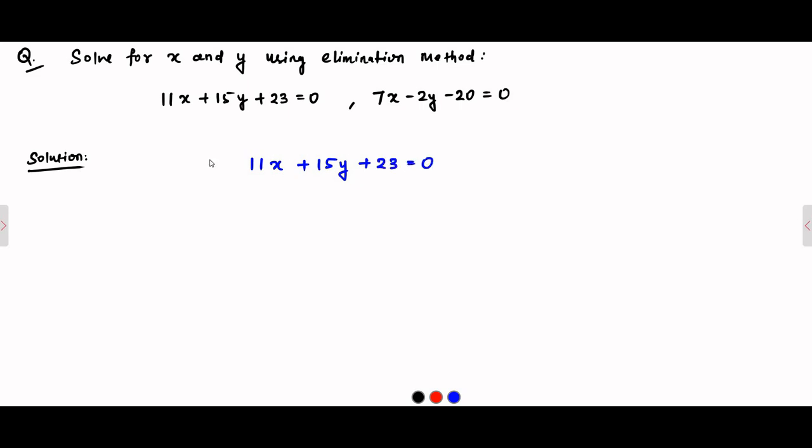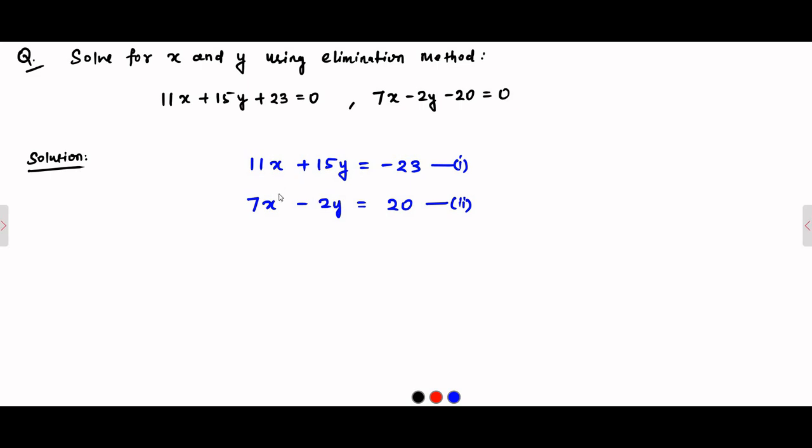So it's better that we write it in the proper format. Okay, here we'll take this 23 to the other side, so it becomes 11x plus 15y is equal to minus 23. Okay, this way. And then 7x minus 2y is equal to plus 20. This is equation 1, equation 2.